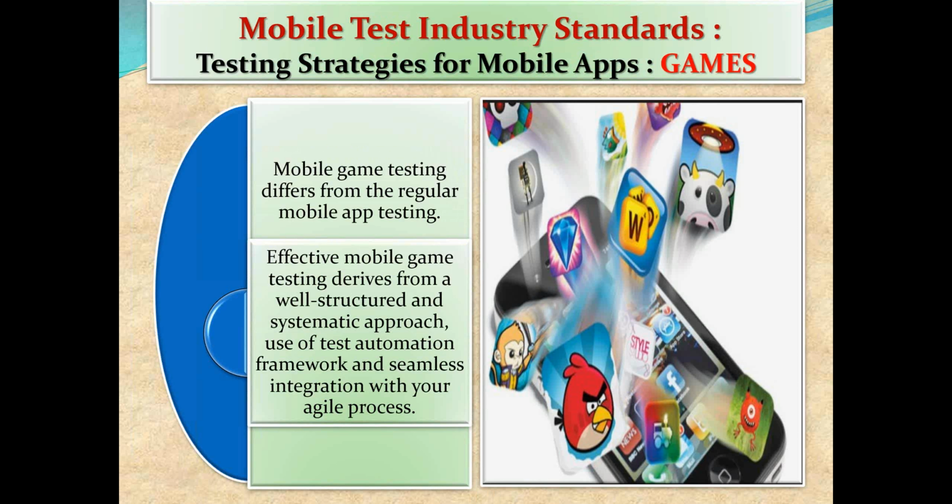Effective mobile game testing derives from a well-structured and systematic approach, the use of a test automation framework, and seamless integration with, for example, an agile process. Naturally, the simplistic view of testing is to identify bugs and help developers remove them. However, for result-driven testing, it is mandatory to have test automation for the GUI part.